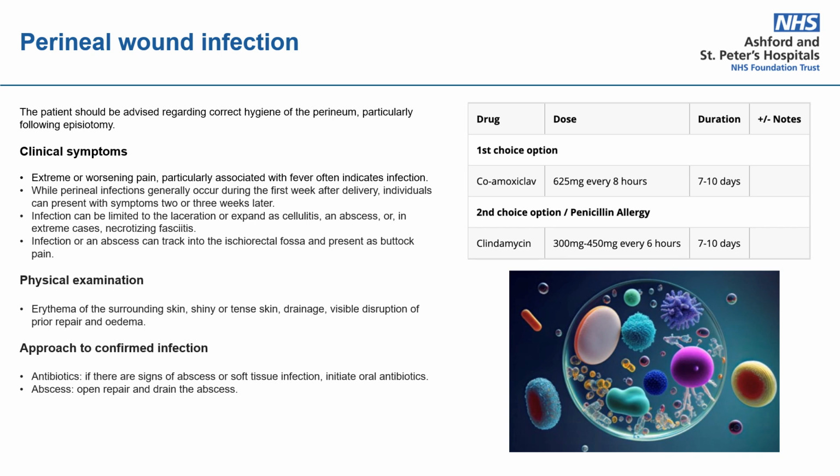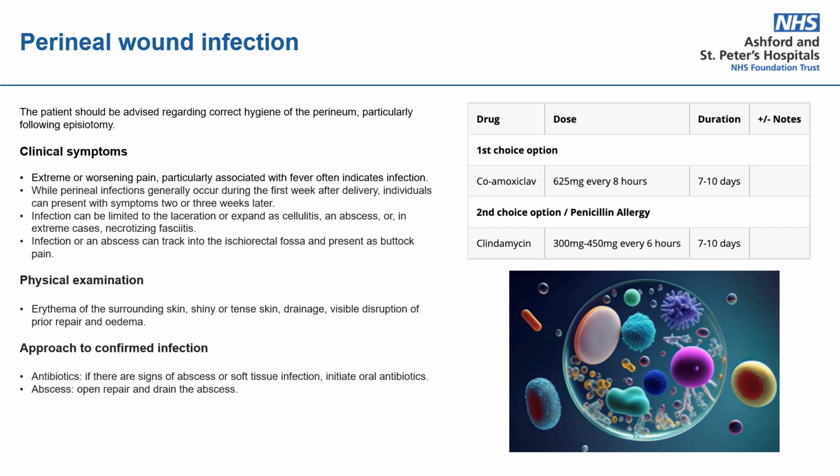Infection or an abscess can track into the ischiorectal fossa and present as buttock pain. The obstetric laceration repair can be intact or disrupted by the infection. It's important to perform a physical examination. Findings suggestive of perineal infection include erythema of the surrounding skin, shiny or tense skin, drainage, visible disruption of prior repair, and edema. Any patient with a concern of perineal infection should undergo examination, especially if there's concern of rectal involvement, including evaluation for foreign bodies in the rectum or fistula.